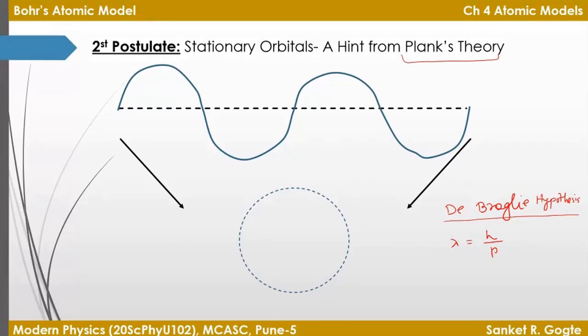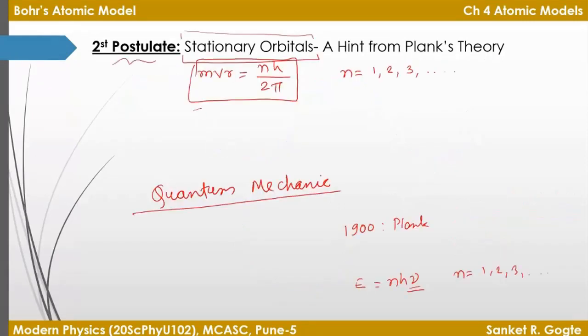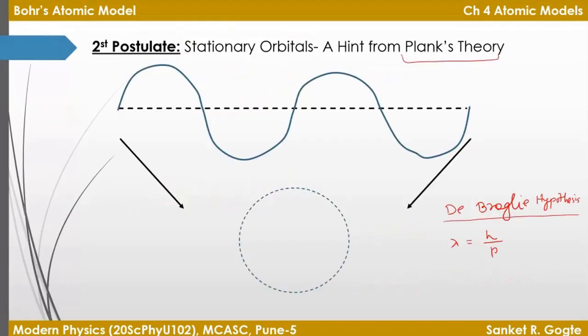So now we are trying to give a reason why this particular relation is satisfied by the electrons when they are present in the stationary orbits. And for that, we will use this concept of De Broglie's hypothesis: if an electron is moving in the orbit, then it has some momentum given by p, and it behaves as a wave. Now suppose this dotted circle that you see here is the orbit of the electron which is moving about the nucleus.